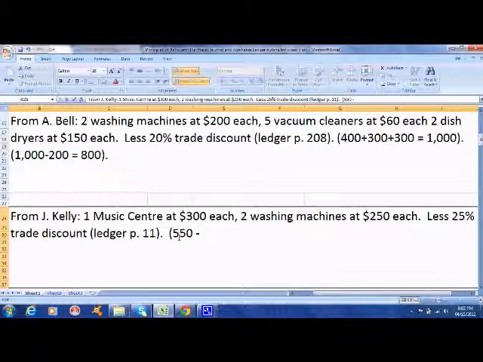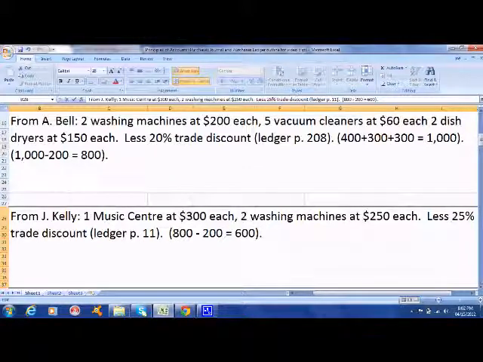25 divided by 100 times 550 would equal to, no, it would be 800. Sorry, it would be 800. 25 divided by 100 times 800 would equal to 200. So 800 minus 200 would equal to what? 600. This 600 now will be placed in your purchase journal.